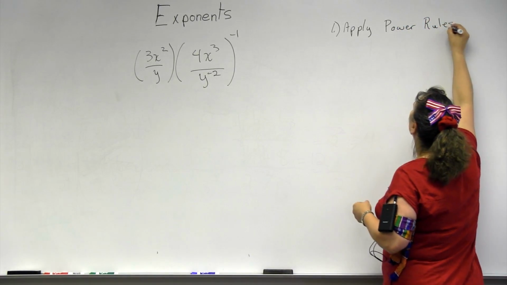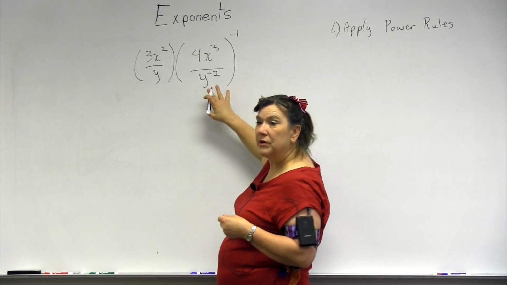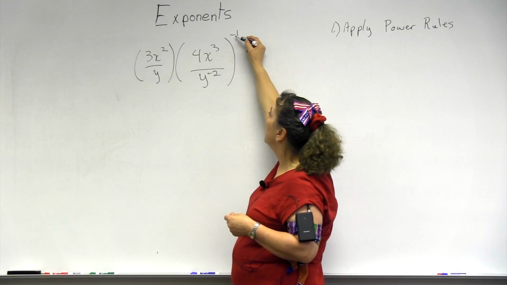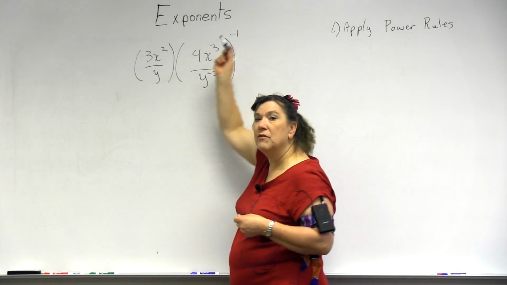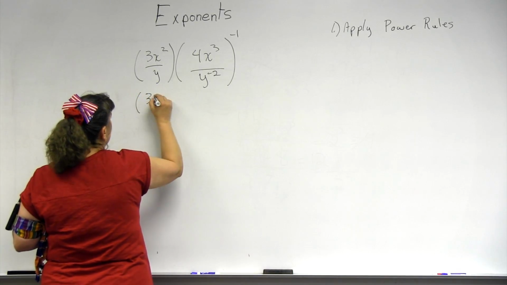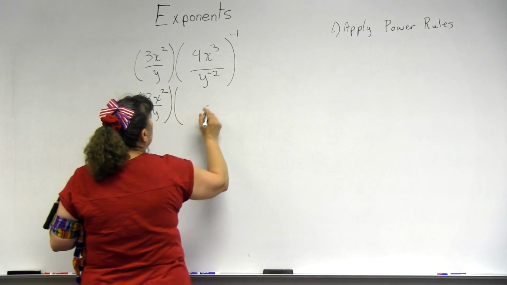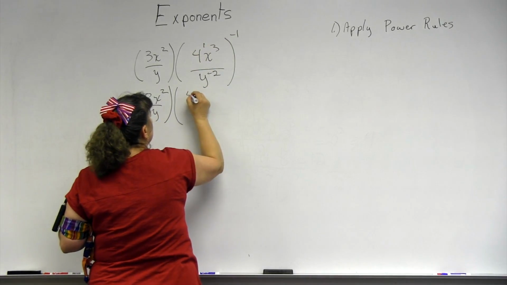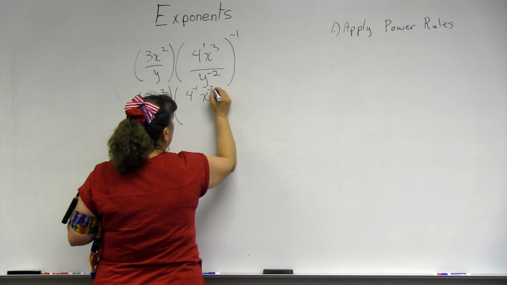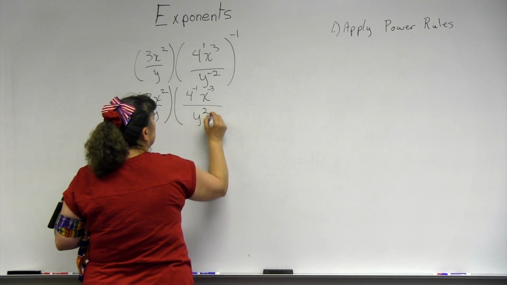Okay, my first one doesn't have a power rule. My second one does. So I'm going to first of all apply that power rule. I can either apply it by flipping it, or I can apply it by multiplying the powers. I'm going to do the multiplication of the power first. So this becomes 3x squared over y times 4 to the negative 1, and x to the negative 3, because it's 3 times negative 1, over y. Negative 2 times negative 1 is a positive 2.